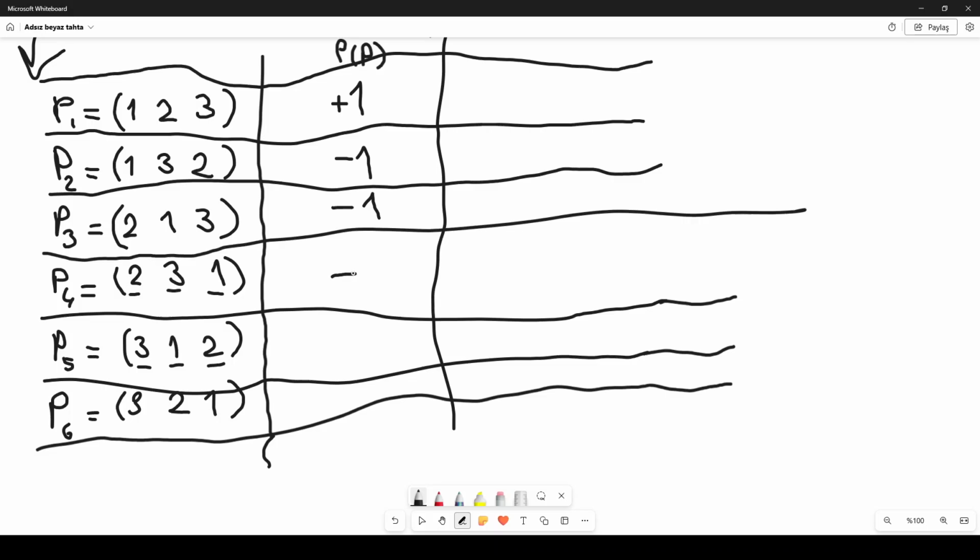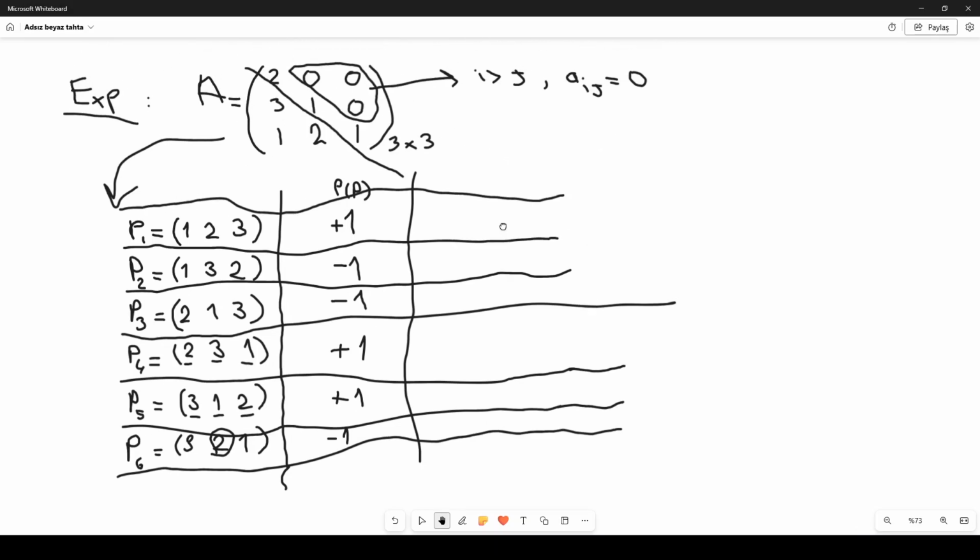Since 2 is an even number, we have +1 and +1 for the sign of these permutations. And for the last one, as you see, 2 is in its right place, so only 3 and 1 are in wrong places, so one interchange would be enough, so we have -1. Okay, we found the sign of each permutation.